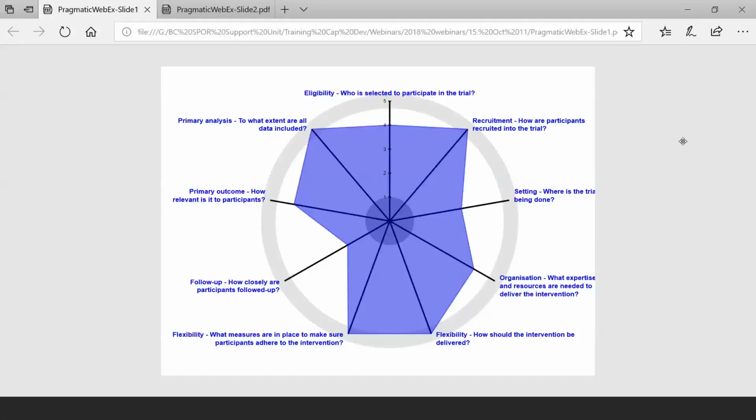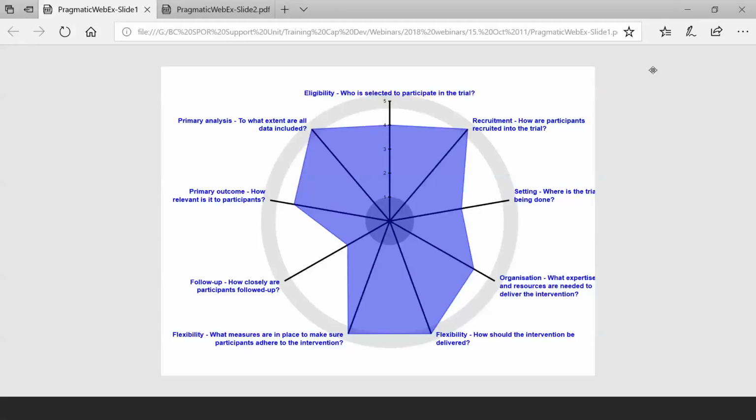So thanks for that. So hopefully everybody can see this, and you should be able to make your screen a little bit bigger. So this is a tool they've developed that measures how pragmatic a trial is, and you can see it results in this little diagram.